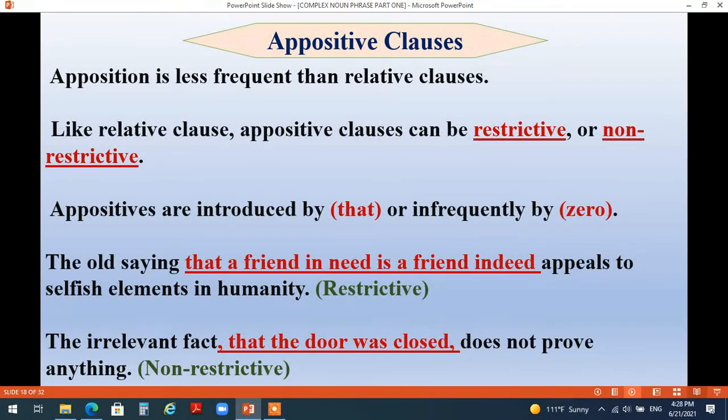The old saying that a friend in need is a friend indeed appeals to selfish elements in humanity. الappositive clause هو اللي تلاحظون مكتوب في اللون الأحمر which is underlined. هذا هو الappositive clause، نوعه restrictive باعتبار أنه لا توجد فوارز. أما المثال الآخر اللي هو the irrelevant fact that the door was closed doesn't prove anything. Here we have a non-restrictive appositive clause، والدليل على ذلك هو وجود الفوارز.